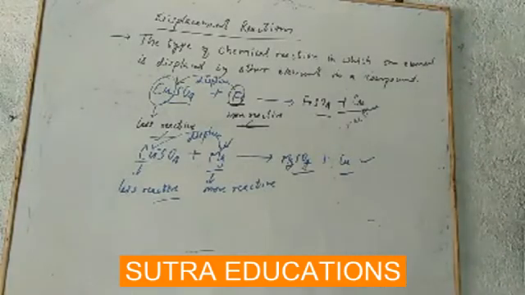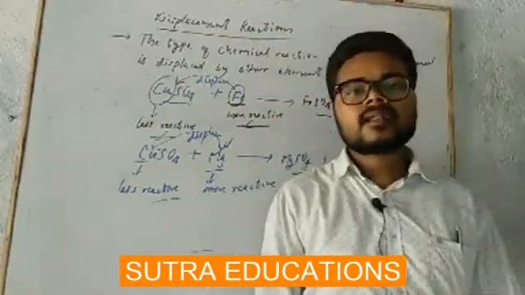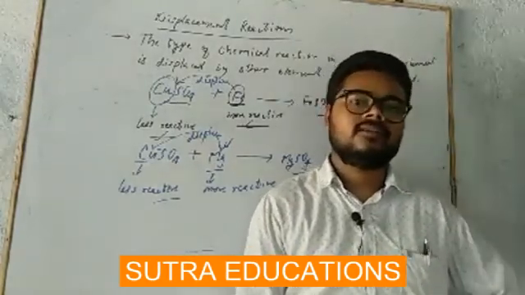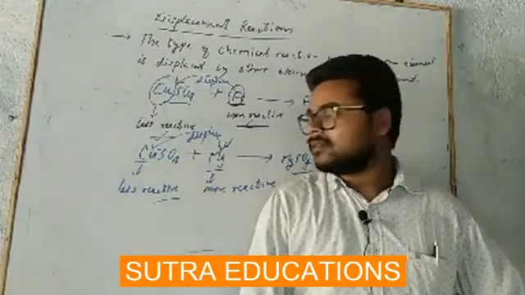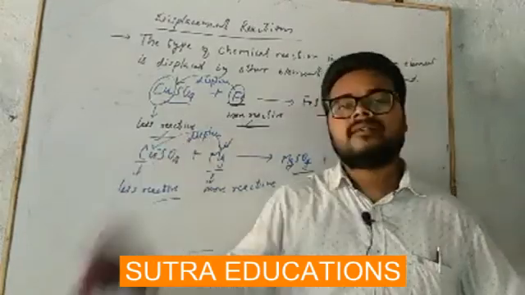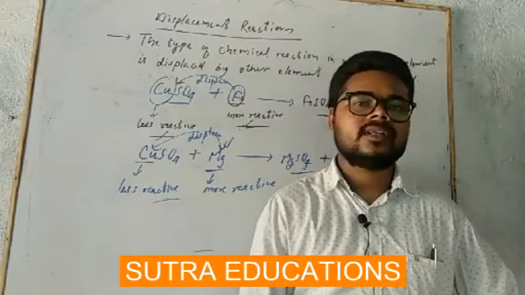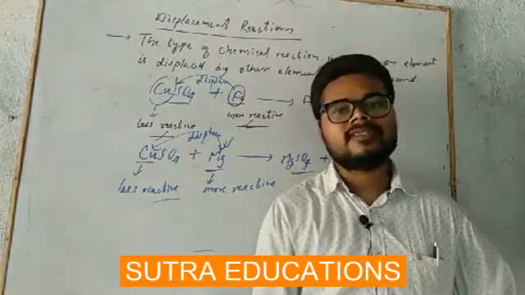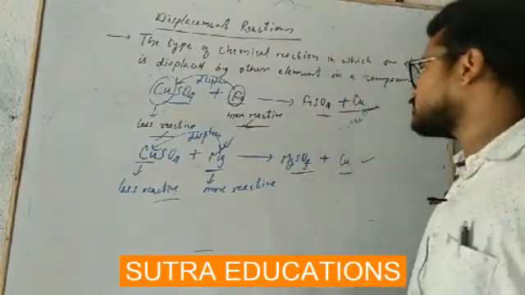Got it? Very simple. You simply have to learn or remember the reactivity series of elements which I gave you, and I gave you one trick to remember it. Then simply check which element is more reactive, and the element which is more reactive will take place, will substitute the element which is less reactive.